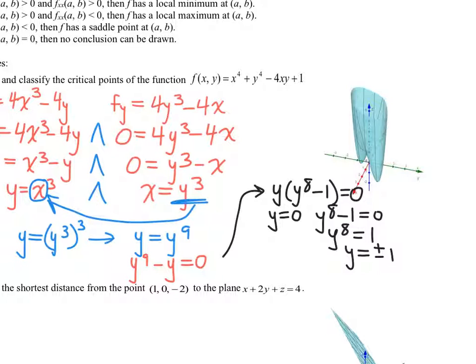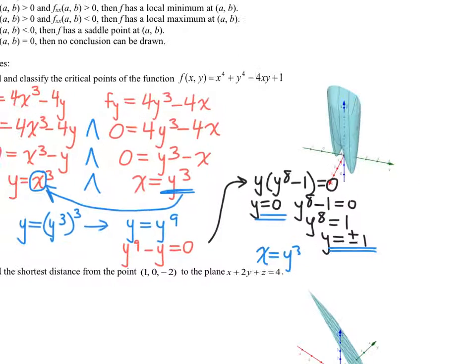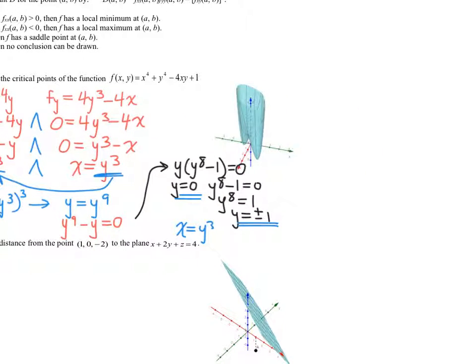All right, so x is equal to y cubed. So if x is equal to y cubed, and we have these 3 y values, then we would get ordered pairs. If I plug in a 0, I get a 0. If I plug in a 1, I get a 1. If I plug in a -1, I get a -1. And these would all have z values associated with them.